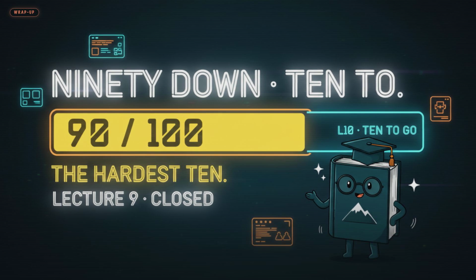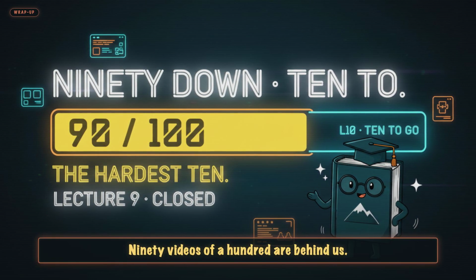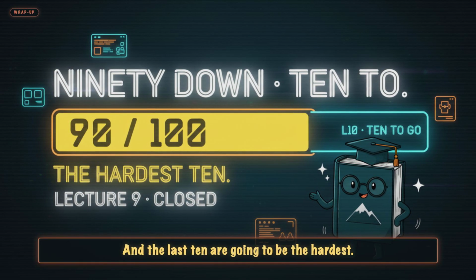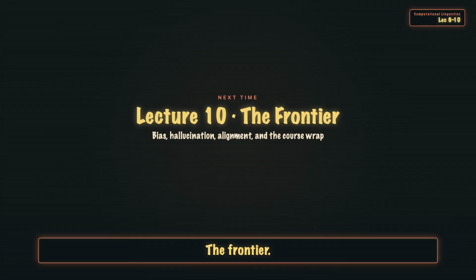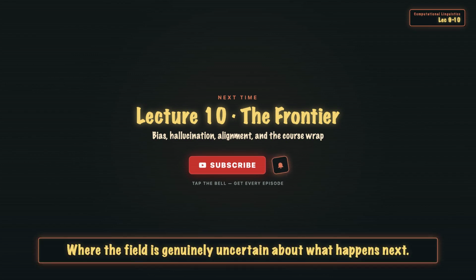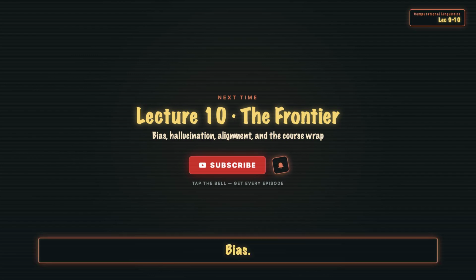Lecture 9 is done. 90 videos of 100 are behind us, 10 to go, and the last 10 are going to be the hardest. Next time, Lecture 10 opens the frontier, where the field is genuinely uncertain about what happens next. Bias, hallucination, alignment, and the course wrap. 10 videos to the end.